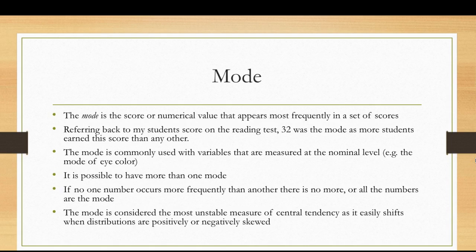Now for the last measure of central tendency, the mode. The mode is the score or numerical value that appears most frequently in a set of scores. Referring back to my student scores on the reading test, 32 was the mode, as more students earned this score than any other score. The mode is commonly used with variables that are measured at the nominal level, such as eye color. Sometimes there is a bimodal or multimodal distribution. In other words, two or more scores may appear most frequently in the distribution. If no one number occurs more frequently than another, then it's possible that there is no mode.